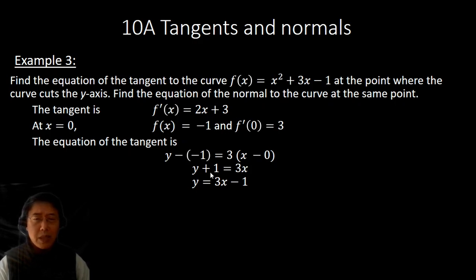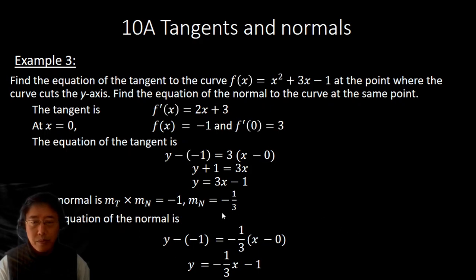Now, as we know the gradient of the tangent, we can move on to the second part. The gradient of the normal is -1/3. We substitute the same x1, y1, and we get that equation. Just to confirm, the product of those two gradients has to be equal to -1.